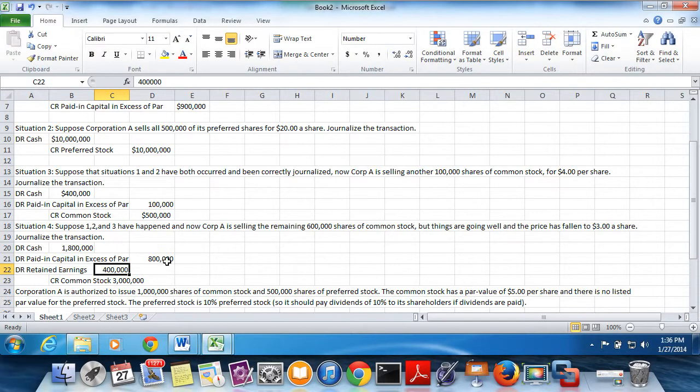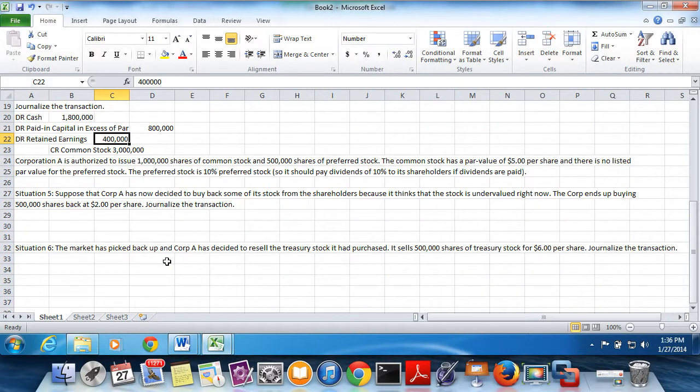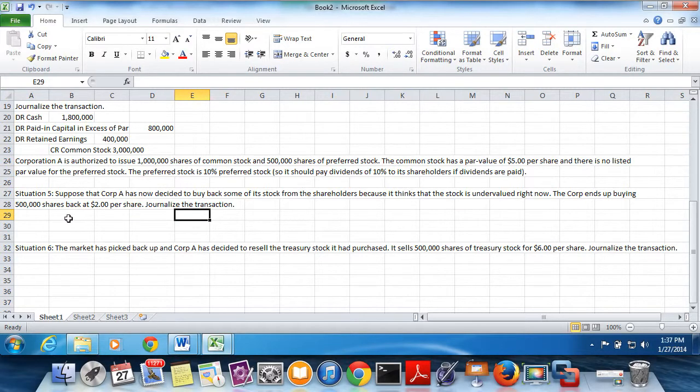Okay, so now we're down here to situation 5. Again, this part right here is just a repeat of the initial fact pattern. In situation 5, what we're doing is, as a corporation, we've decided that the market is not accurately reflecting the value of our stock, so we've decided it's a good idea to go in and buy up some shares of stock. So we're going to do a debit entry to treasury stock for the amount we're paying for these shares.